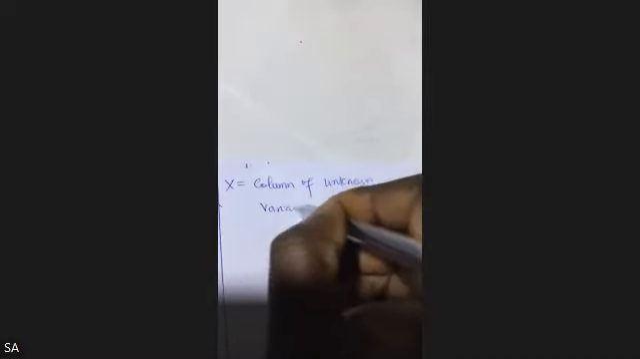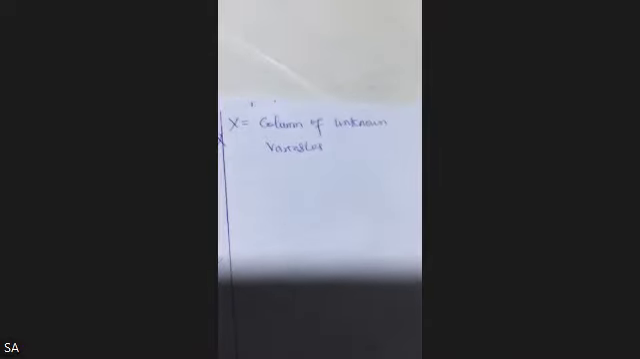X is what? Let's define X. Our X is a column of unknown variables. Okay, it is a column of unknown variables, and you can see the dimension of this matrix. Row 1, row 2, row 3, column 1. So this is a 3 by 1 matrix. And this is a 3 by 3 matrix.